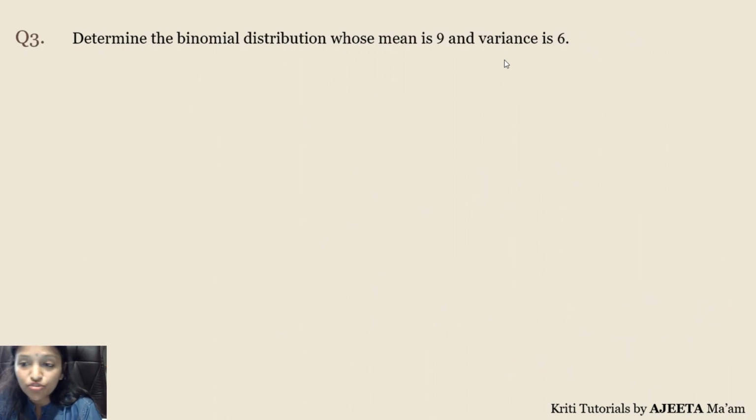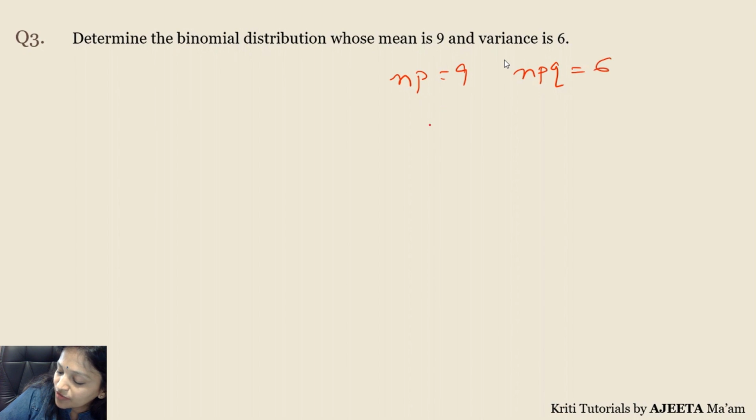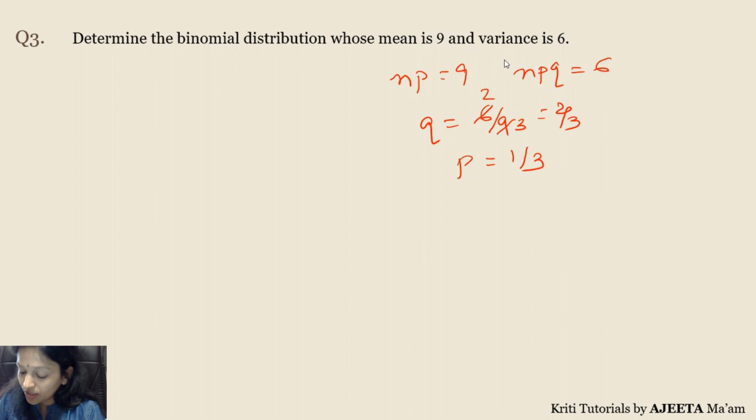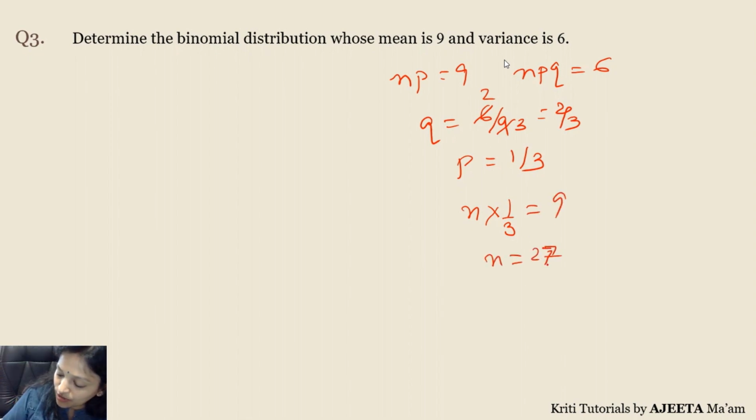Determine the binomial distribution whose mean is 9 and variance is 6. So now you can do it very fast. NP is 9. NPQ is 6. So Q will be 6 upon 9, that is 2 upon 3. So what will be P? P will be 1 upon 3. What will be N? N will be 27. So what will be our binomial distribution?